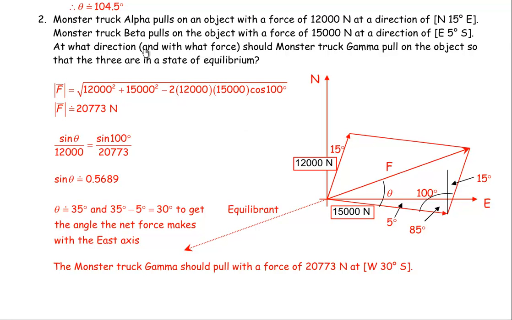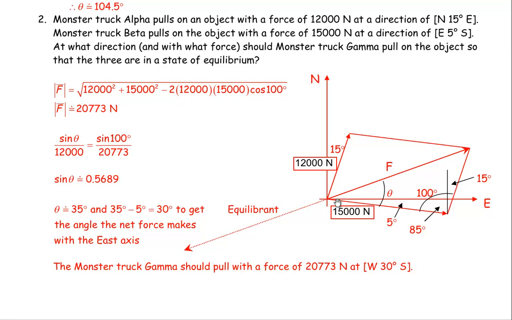Now, we're asked to find at what direction and with what force should monster truck gamma pull on the object so that the three are in a state of equilibrium. Nobody's going anywhere. So we really need to find the resultant of these two, and then the monster truck gamma has to pull exactly opposite to that vector. So you could use components. I've used some trigonometry here to find the resultant of these two vectors.